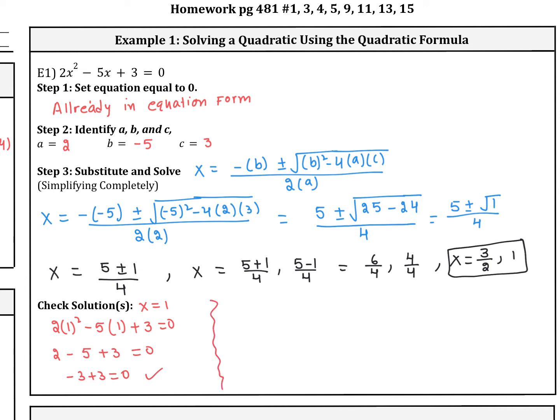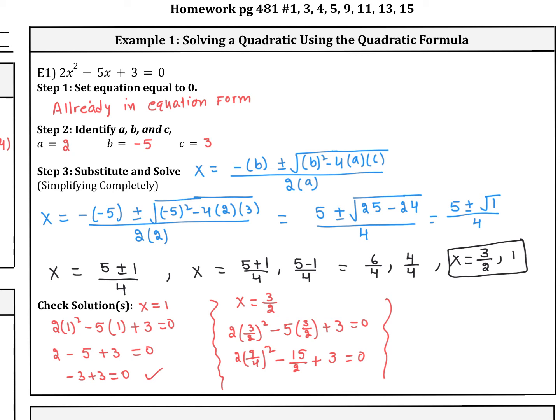Now you're going to use x equals 3 over 2 and see if this is a solution. So 2 times 3 over 2 squared minus 5 times 3 over 2 plus 3 equals 0. In this case, you're going to get 9 over 4, and this one is 15 over 2, plus 3 equals 0.